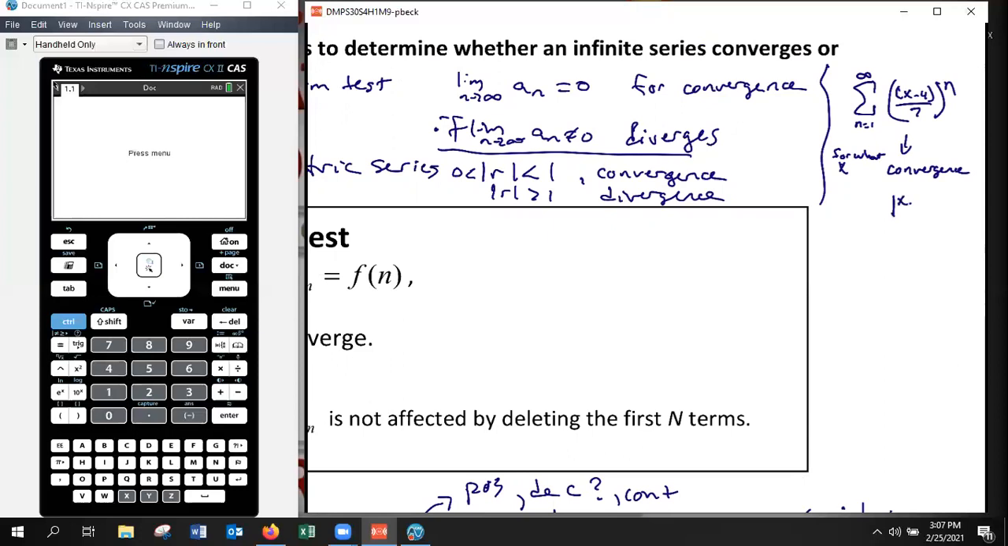The absolute value of x minus 4 over 7 has to be less than 1. So what we could do is say negative 1 is less than x minus 4 over 7, which is less than 1. We don't need the absolute values anymore. So negative 7 less than x minus 4, less than 7. Now when we add 4 to all three parts, we have negative 3 less than x less than 11. So the values of x that allow for convergence are all the values from negative 3 to 11.